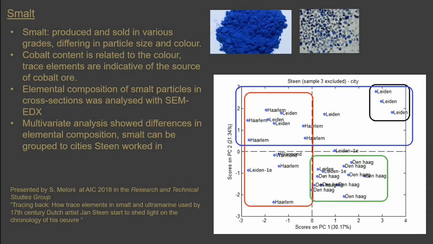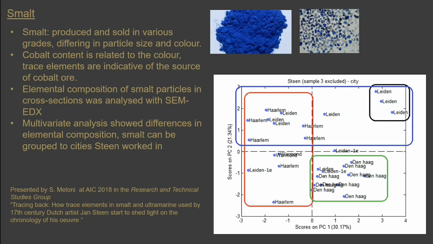As part of the larger Jan Steen research project, we have analyzed smalt samples of 21 of his paintings using SEM-EDX. To make smalt, silicium was heated together with a cobalt ore and potash. Additional minerals present in the pigment, like bismuth or arsenic, can be assigned to the origin of the cobalt ore, but also to the production process. So different batches of smalt show a different ratio of trace elements.